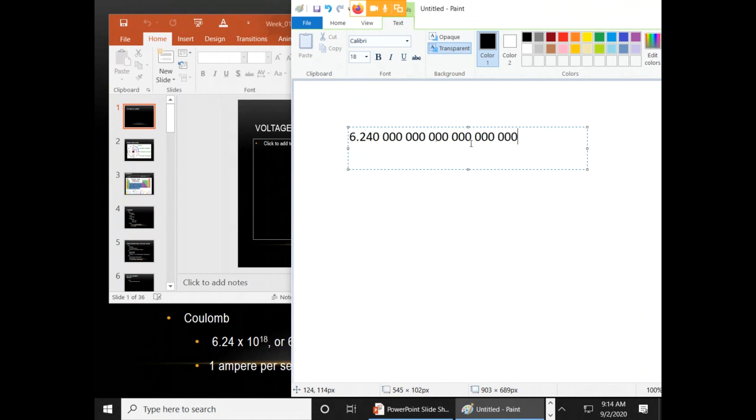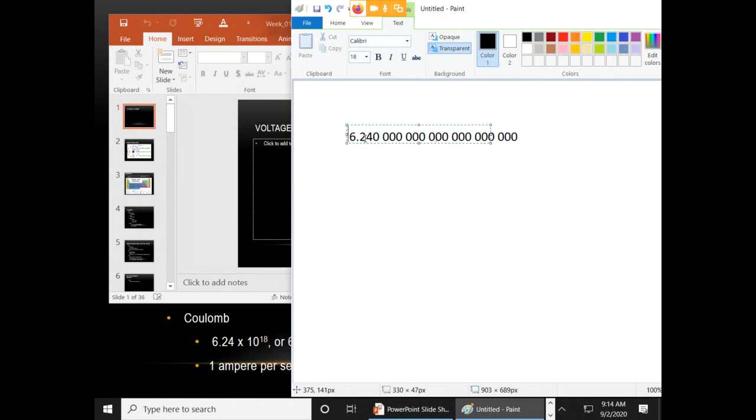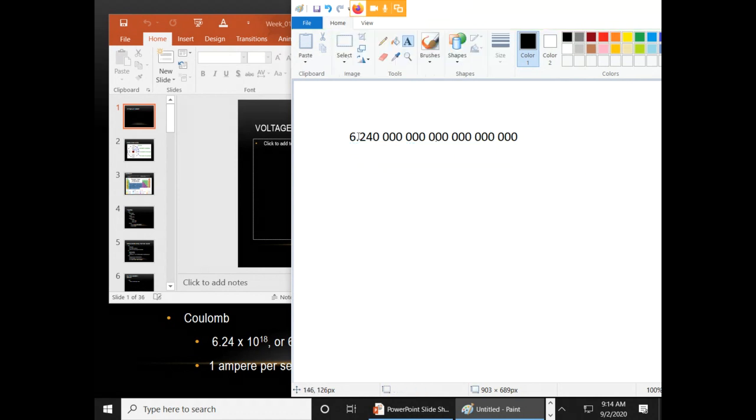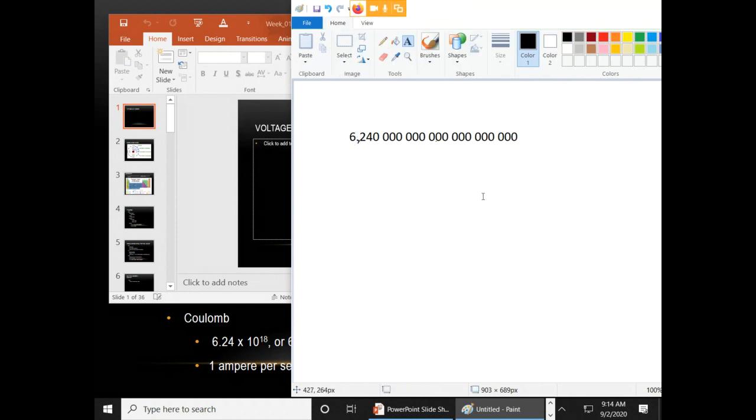Okay, so that is how many electrons are going to pass a point if we have 1 amp of current. That's an awful lot of electrons. That should actually be a comma the way I wrote it there instead of the period. So that's a really, really, really big number that we see there.